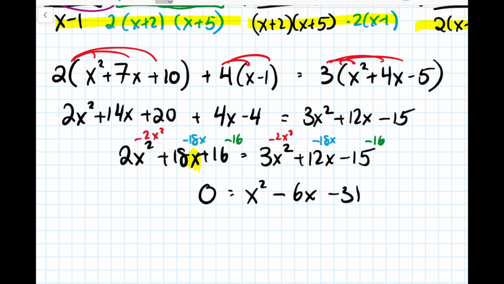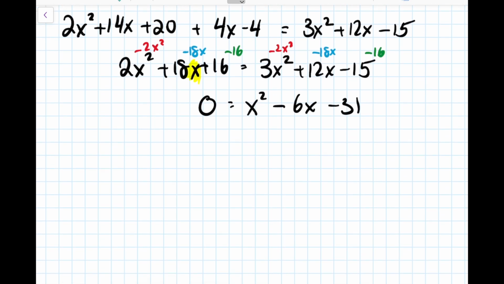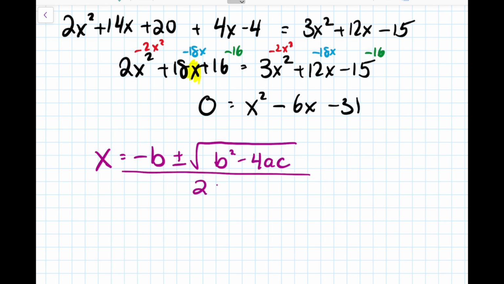It is quadratic, which means we either want to factor, which isn't going to work here. Nothing's going to multiply to 31 and add to 6. Or we probably want to use the quadratic formula. It's been a while since I've used that in any of my videos, which means it's probably been a while since you've seen it. So just a quick refresher on it. The quadratic formula is x equals negative b plus or minus the square root of b squared minus 4ac all over 2a.